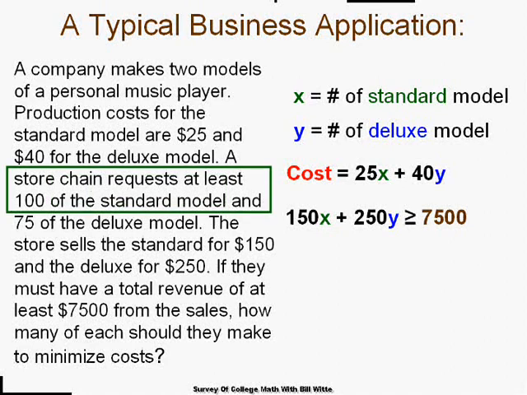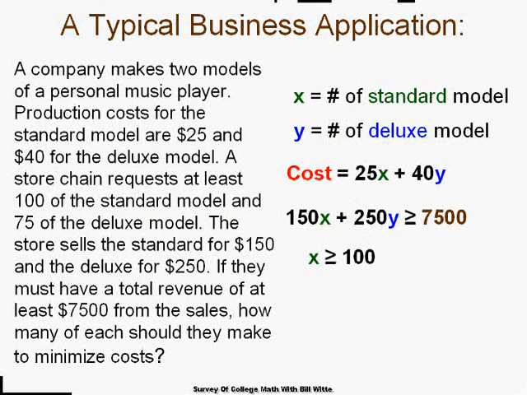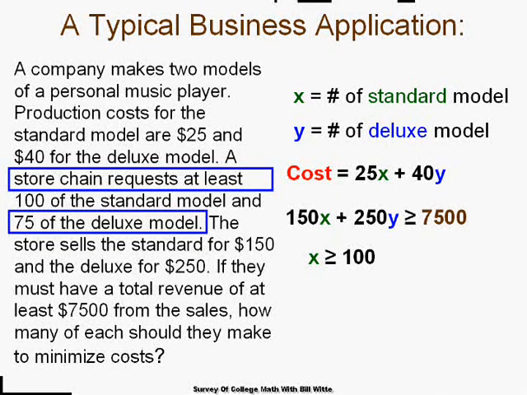Okay, any other constraints? The store chain requests that they have at least 100 standard models. Can't just sell all deluxe models or all standard models. They do have to have at least 100, and at least means more than or equal to. So I'm going to say X has to be more than or equal to 100. One other constraint. They request at least 75 deluxe models. So that means the number of deluxe has got to be more than or equal to 75. I don't think we have any other constraints in this case.